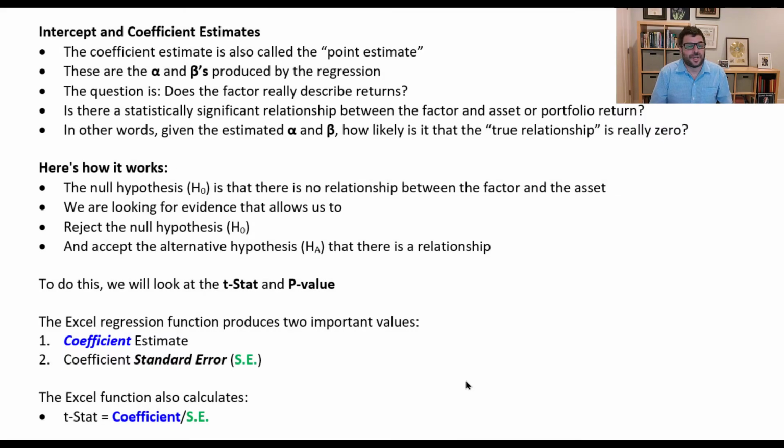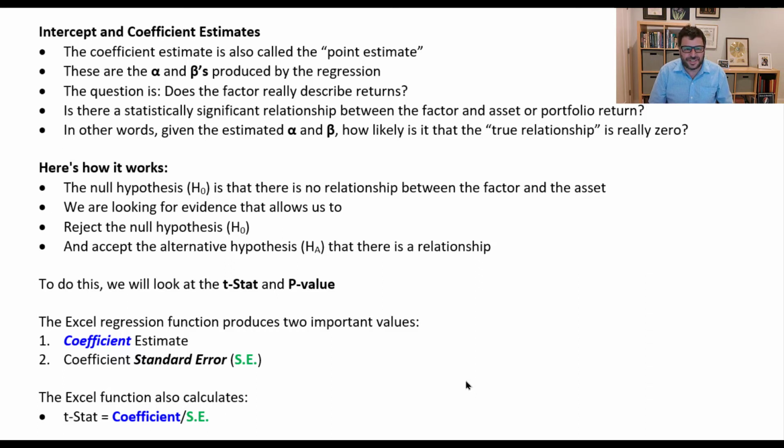Intercept and coefficient estimates. The coefficient estimate, the alpha and the beta, is often called the point estimate. It's the value that we estimate from the model. And these are the alpha and betas that are produced by this OLS, ordinary least squares regression.